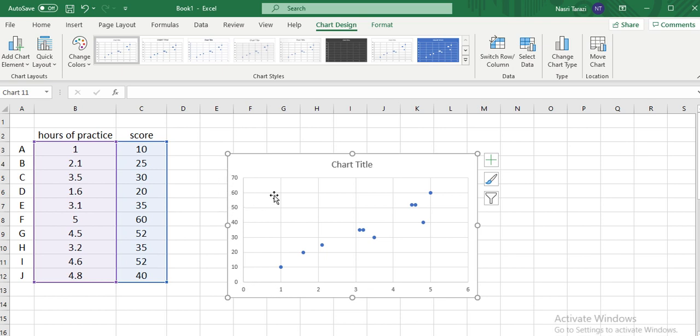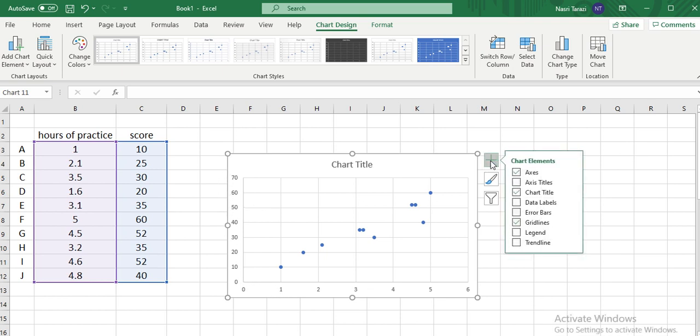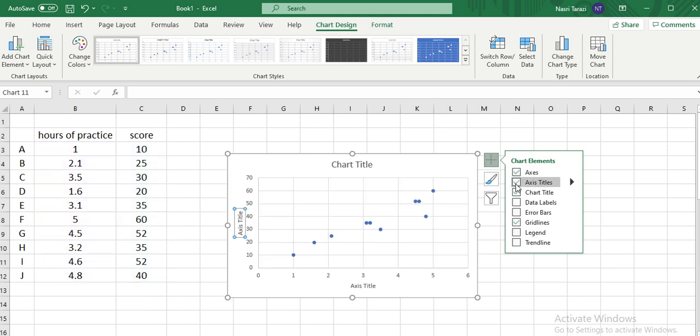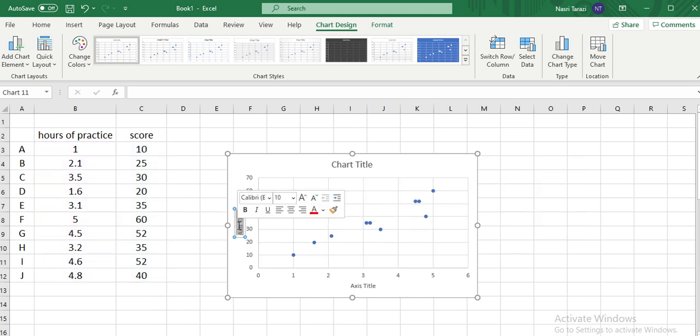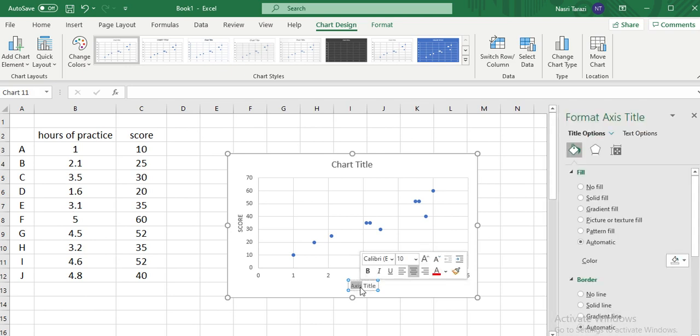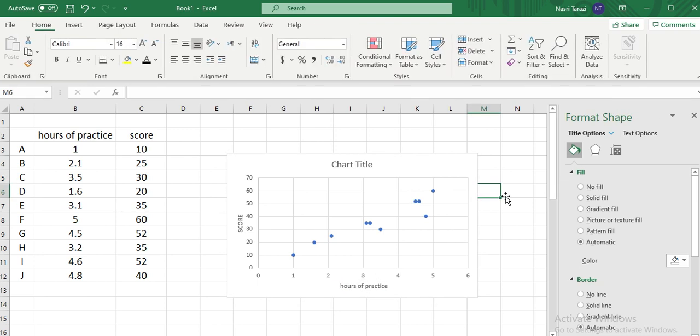So it would be a nice idea to add an axis title. So here would be score, and here we would have hours of practice. Okay.